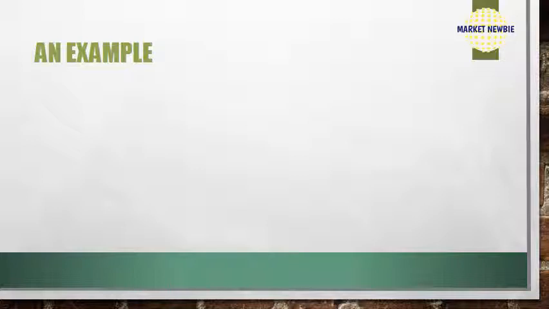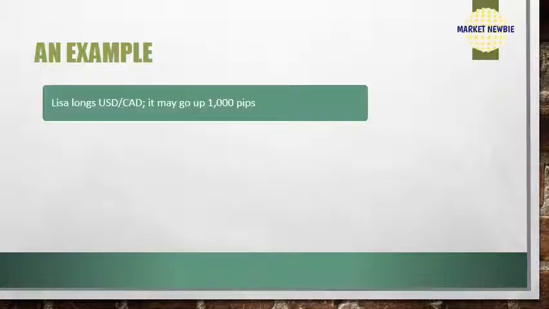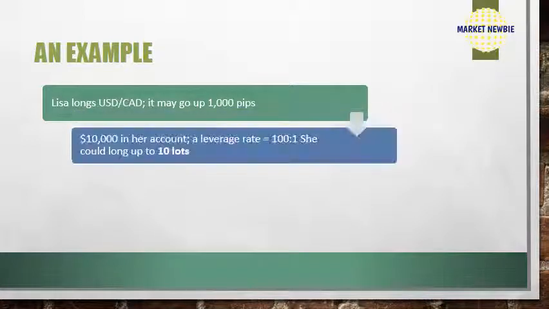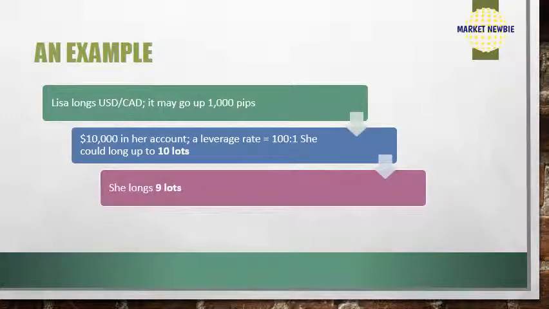Let's consider this scenario. Lisa wants to long USD to CAD currency pair because she believes that this currency pair has the potential to go up 1,000 pips. She has $10,000 in her account and the leverage rate for this currency pair is 100 to 1. Technically speaking, she can use all 10,000 margin in her account to long up to 10 lots of the currency pair. She is pretty confident in this trade and wants to proceed with longing 9 lots.